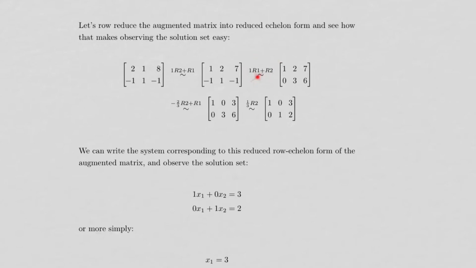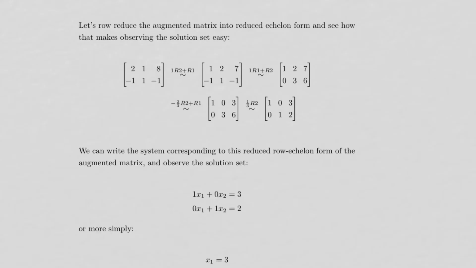Okay, and then we're going to do almost the same thing. We're going to multiply row 1 by 1 and add it to row 2. So we're just adding these numbers together again, but this time we're going to replace row 2. So row 1 stays the same. I add 1 plus negative 1, 2 plus 1, 7 plus negative 1 to get my new row 2.